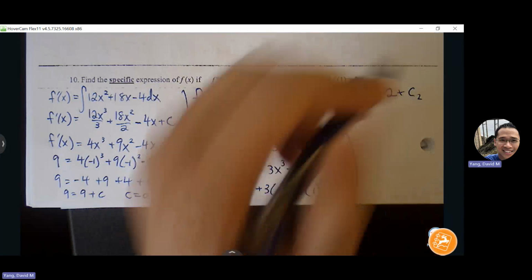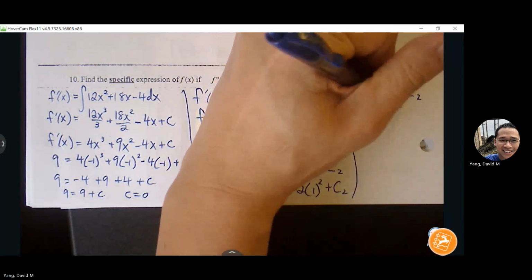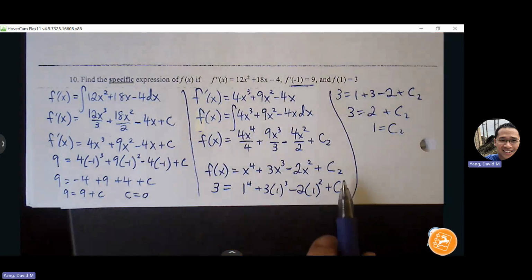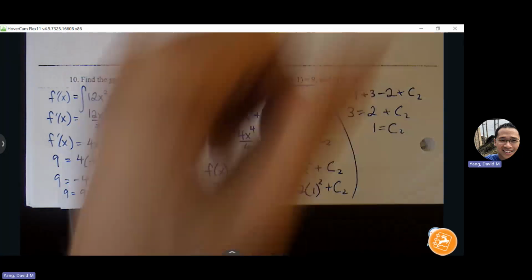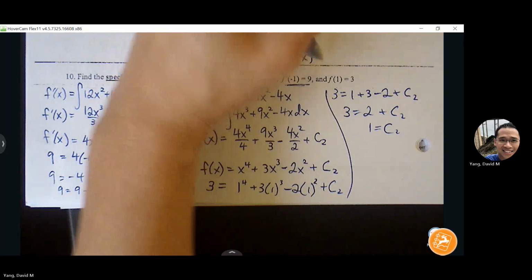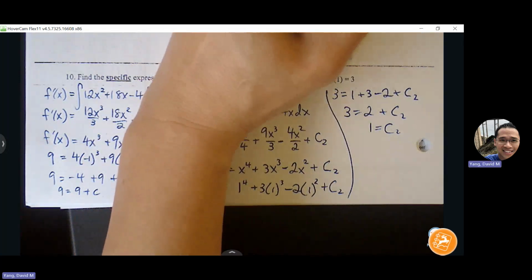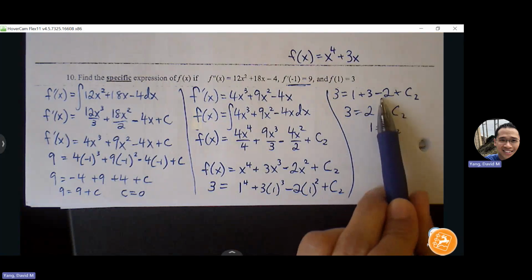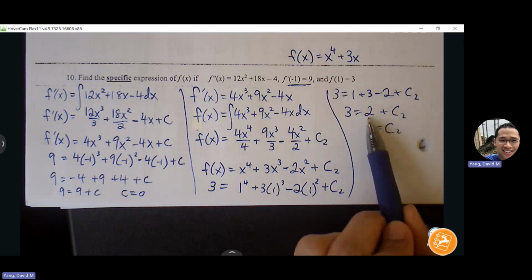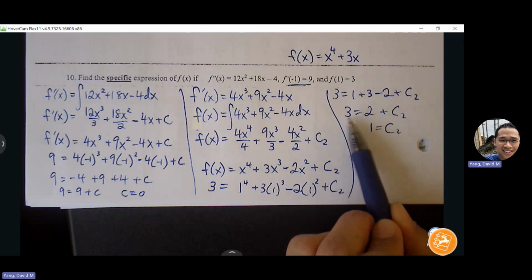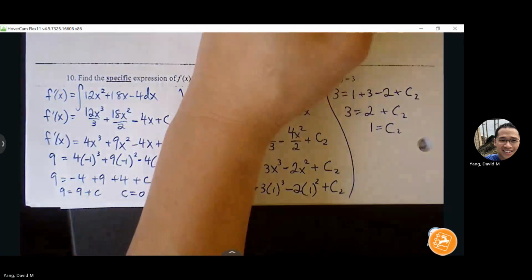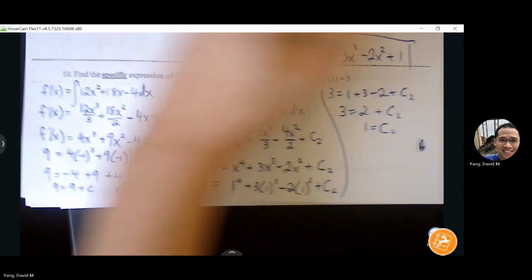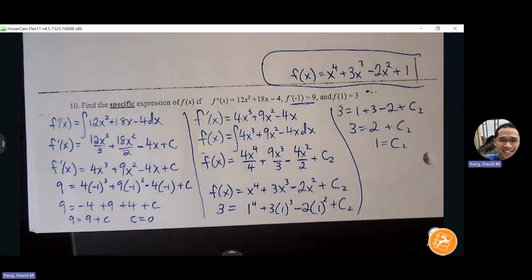Four minus 2 is 2. c sub 2 equals 1. And I can rewrite my function with my c sub 2 replaced. Wait, how'd you get the...? I just combine these terms here. 1 plus 3 is 4. 4 minus 2 is 2. So 3 equals 2 plus c. And I subtracted 2 to the other side. Oh. 3 minus 2 is 1. Here's my answer here. Okay.